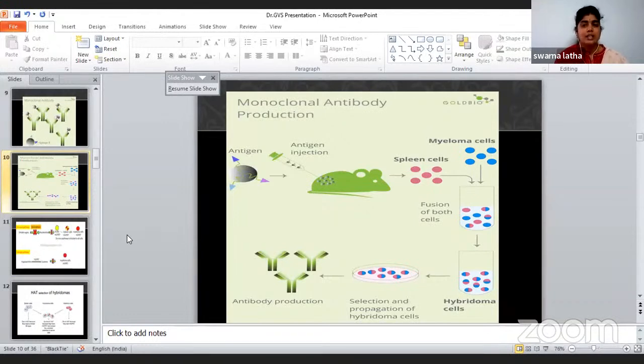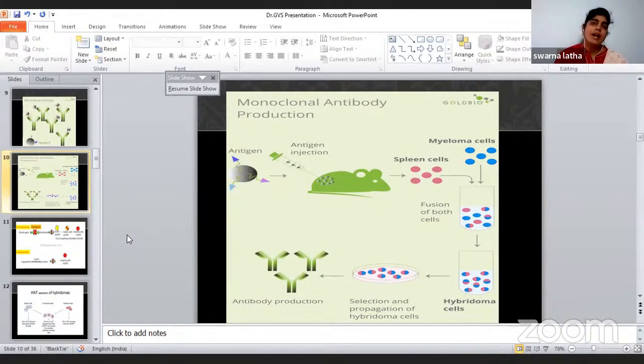Then we mix the spleen cells with the myeloma cells. Why do we need myeloma cells? Because spleen cells have a certain lifespan, and after that lifespan, they are going to die. If we use only the activated spleen cells, they may not be able to sustain a long run production of antibodies. Because of the shorter lifespan, they will die, so our antibody production will be inhibited or stopped in between, right?